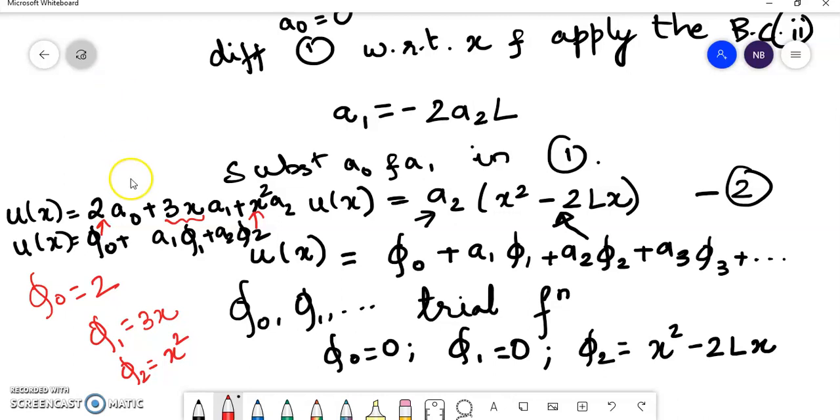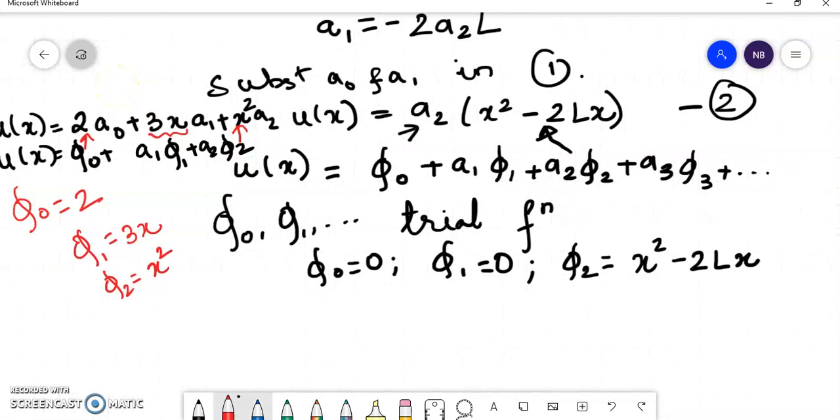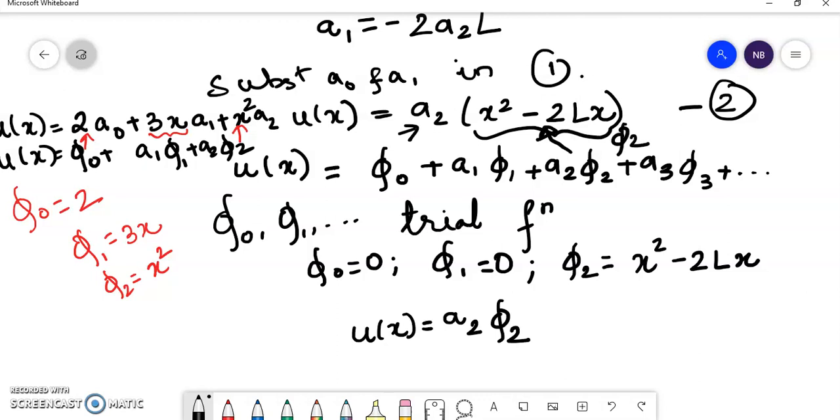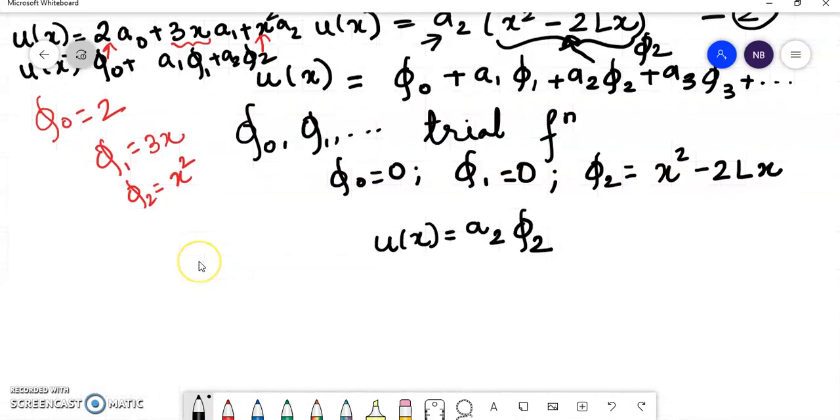Okay, so moving on with this problem. So we have the equation u of x equals a2 into phi 2. In equation 2, I am replacing this term by phi 2. So for determination of a2 using Galerkin method, the weight function w2 is to be taken same as the trial function phi 2.